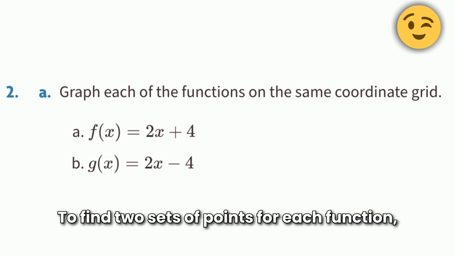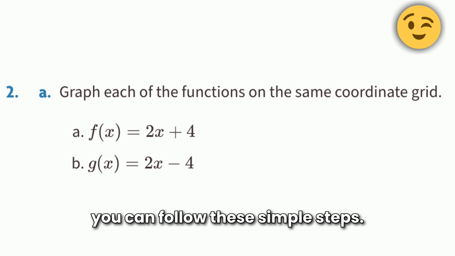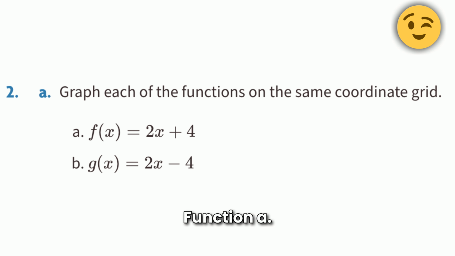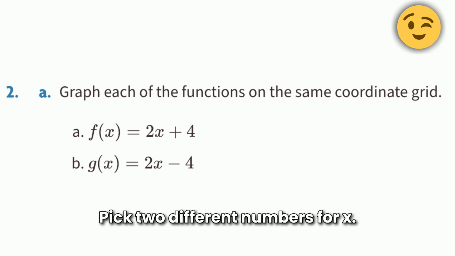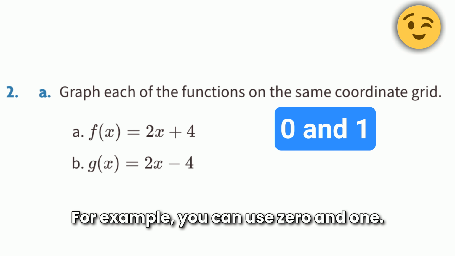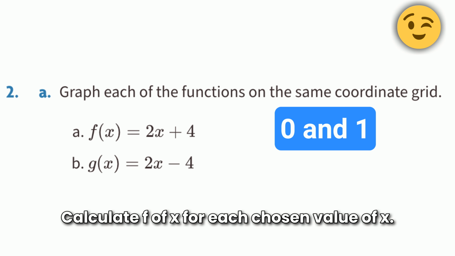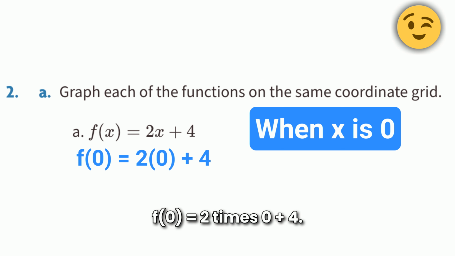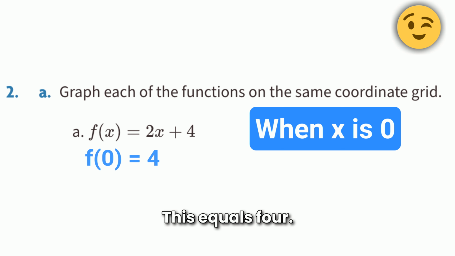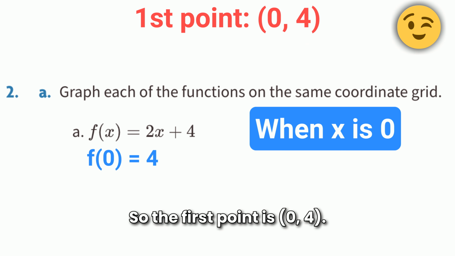Problem 2a. To find two sets of points for each function, you can follow these simple steps. Function a, f of x equals 2 times x plus 4. Step 1. Choose values for x. Pick two different numbers for x. For example, you can use 0 and 1. Step 2. Calculate f of x for each chosen value of x. When x is 0, substitute 0 into the equation. F of 0 equals 2 times 0 plus 4. This equals 4. So the first point is 0 and 4.